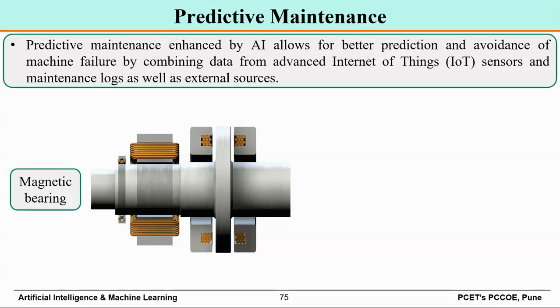Anybody? Have you heard about magnetic bearing? Have you heard about bearing? Yes. Oh, thank you. Now tell me, which are the different types of bearings? Ball bearing. So generally we call it a deep groove ball bearing.